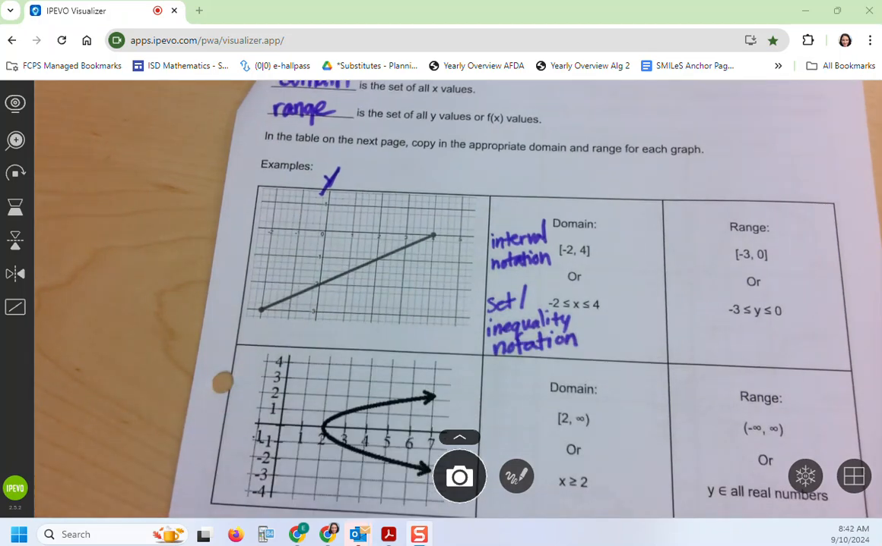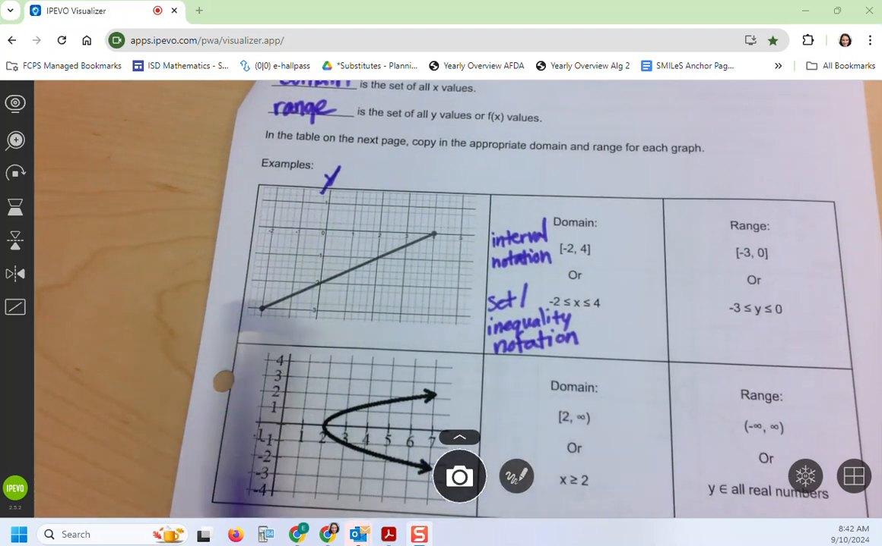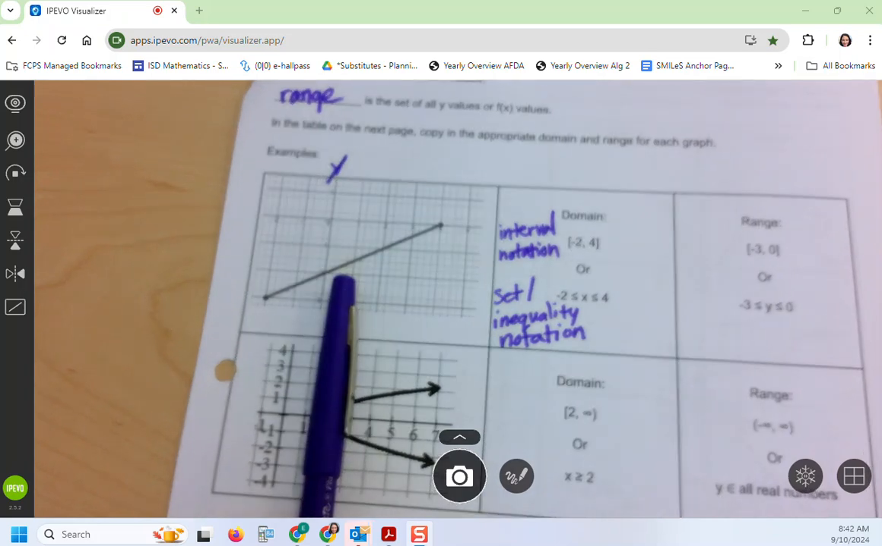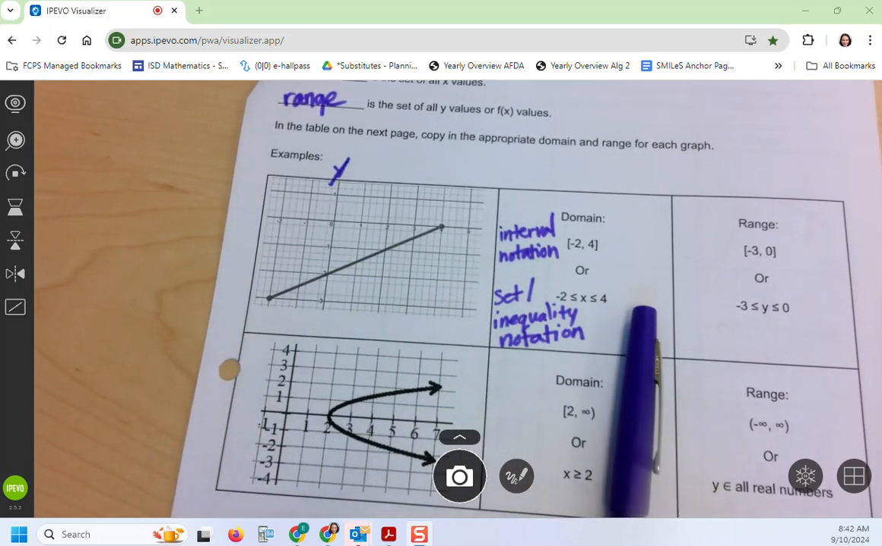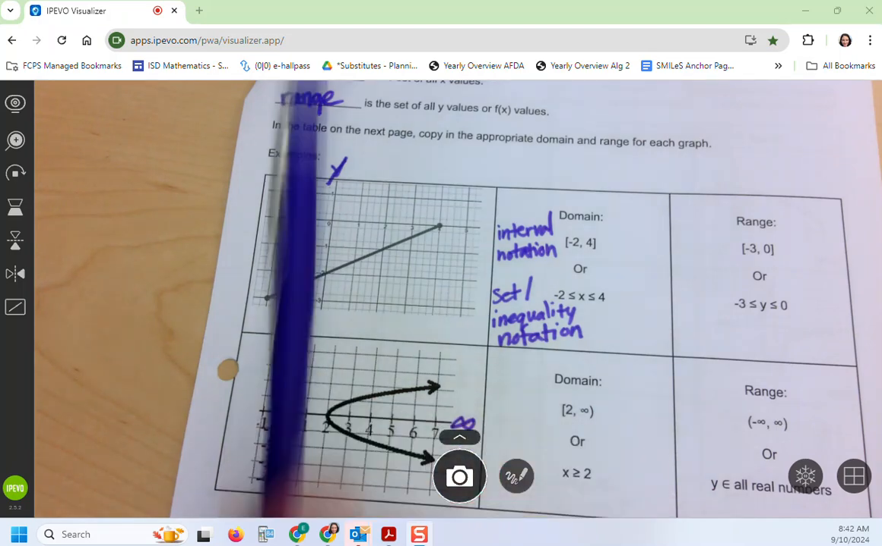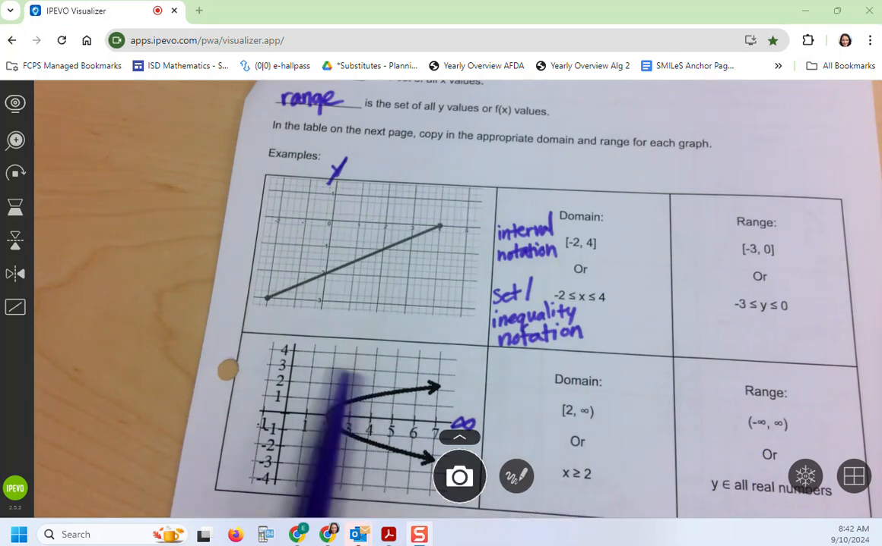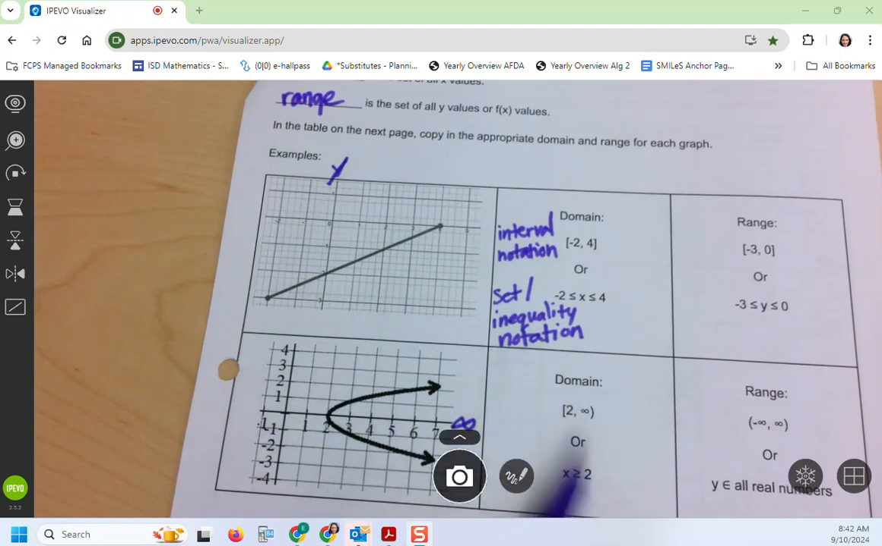Next one, domain. So your domain is 2 to infinity. So starting here at 2 and then going to infinity. These arrows keep going all the way to the right, which is taking you to infinity in the x direction. You can also write x is greater than or equal to 2. So starting at 2, all the numbers greater than or equal to 2 are in the domain.